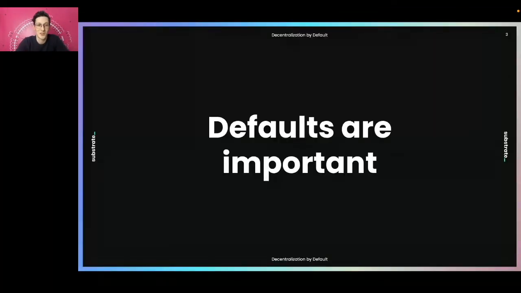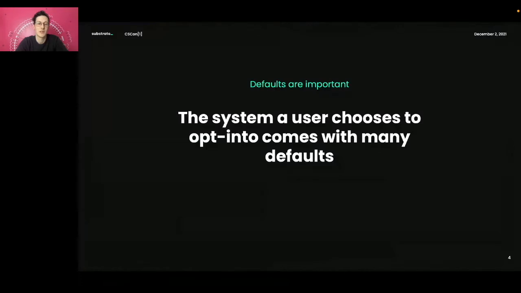So defaults are important, and it's one of the two main words of the talk. This is something I've talked about in previous talks of mine, but why are they important? It's because the system a user chooses to opt into comes with many defaults. You might be joining a system or some sort of blockchain or an application for a certain reason, and you might not be aware of all the defaults that come with it, all the baggage that comes with it.